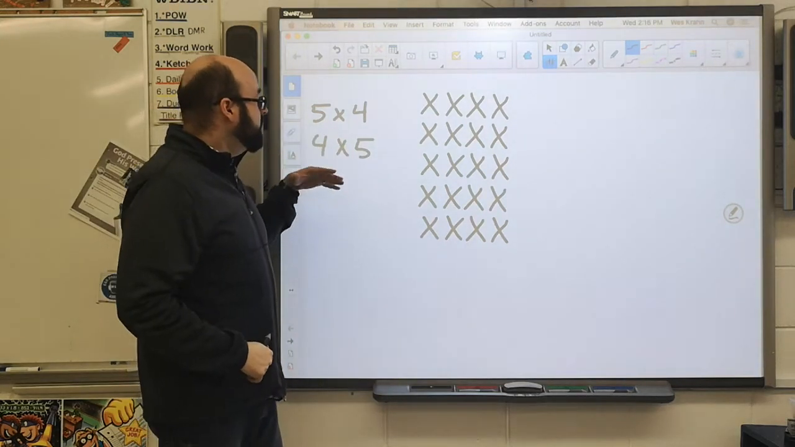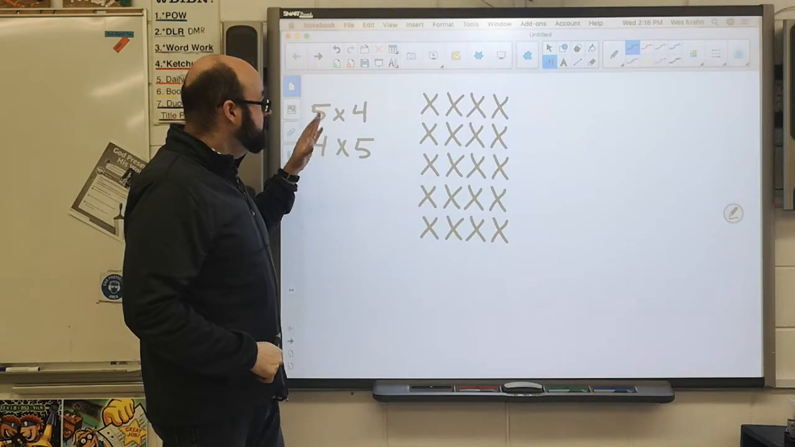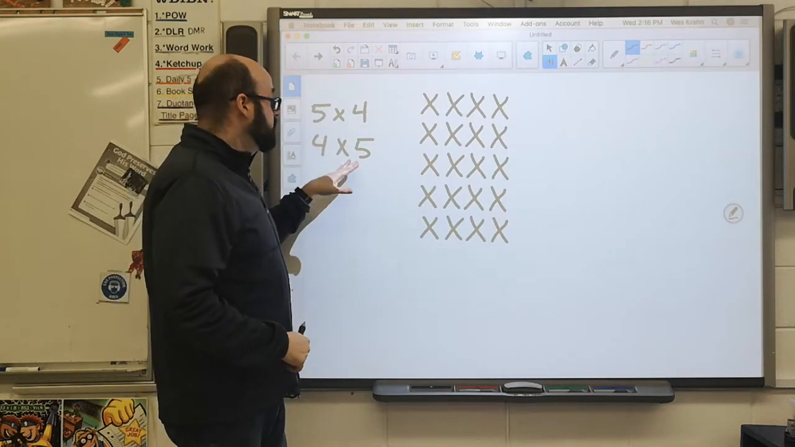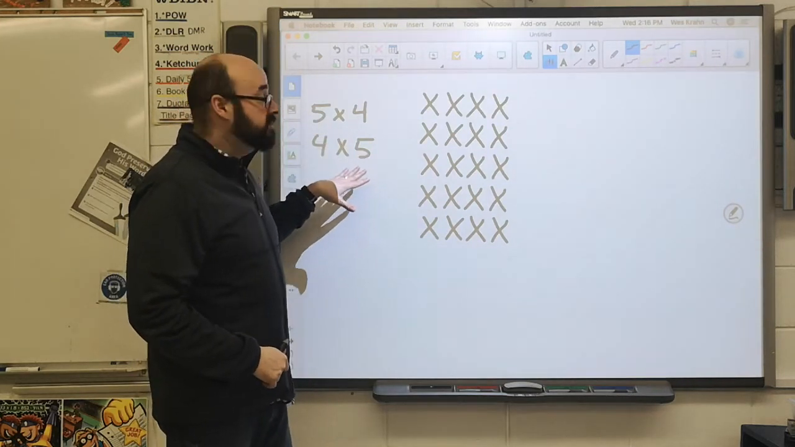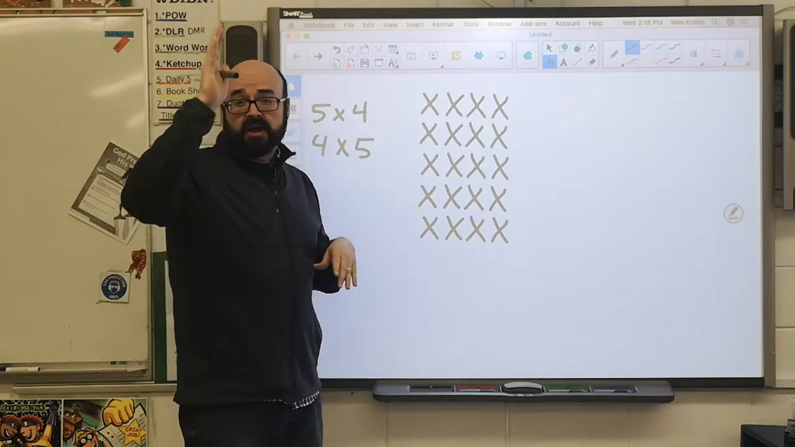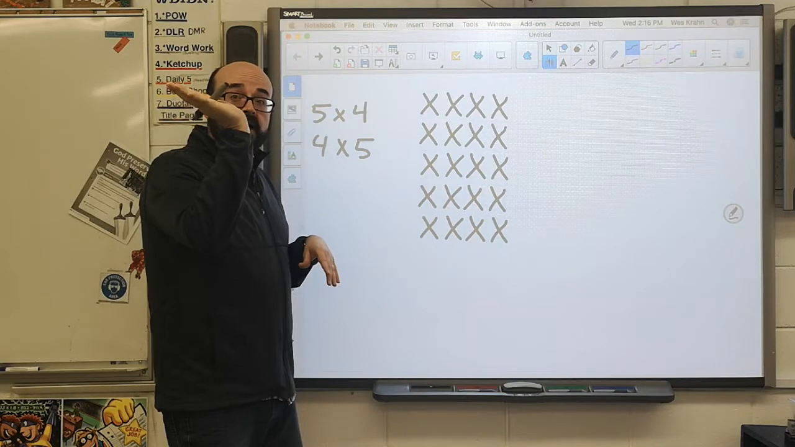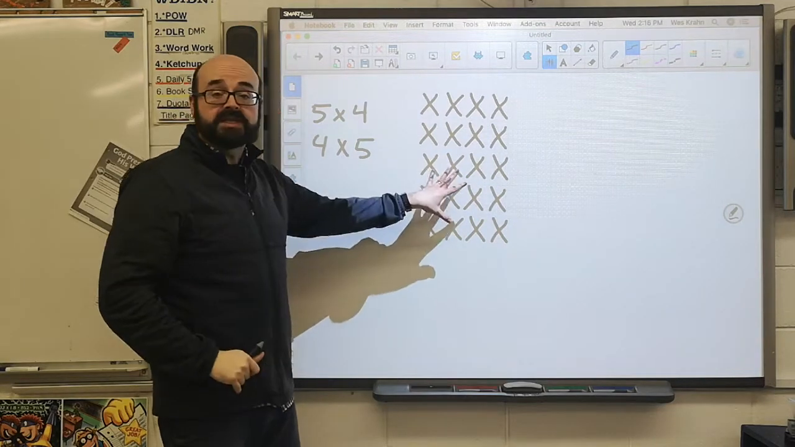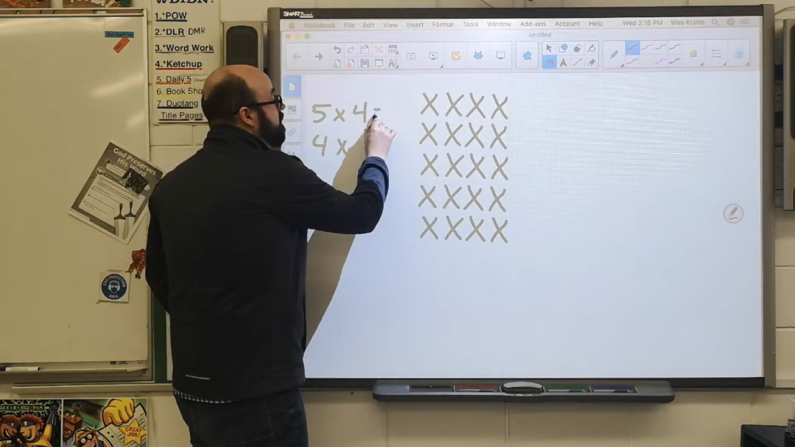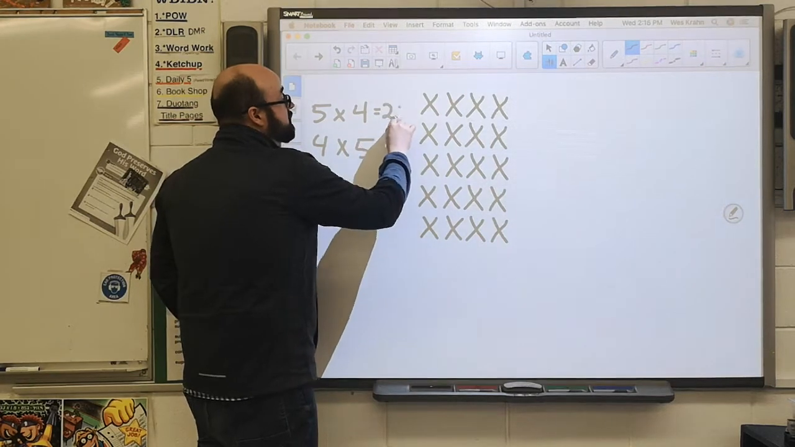For this, we could just double the 5 and then double it again. We could also use the clock fact strategy to figure this out. So if I look on the clock and I look down to where the 4 is, I would count that there would be 20. There should be 20 in total here. So our product for each of these is 20.